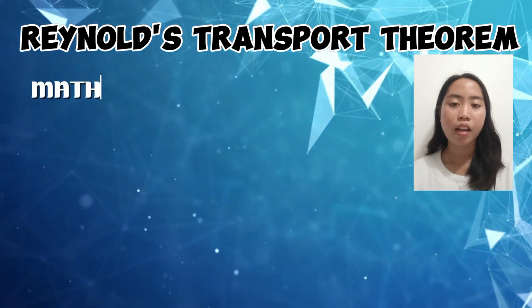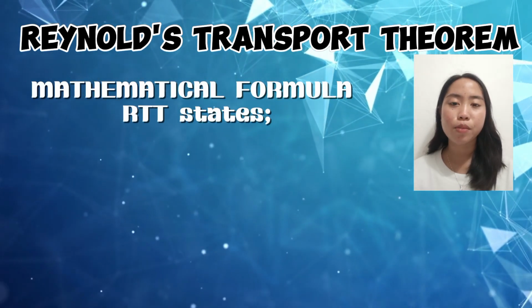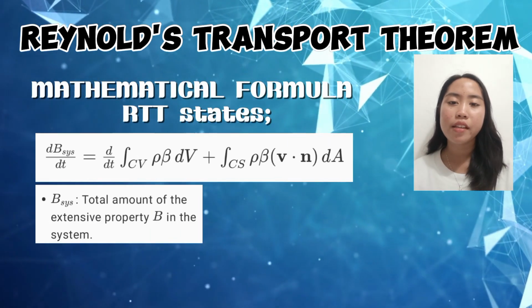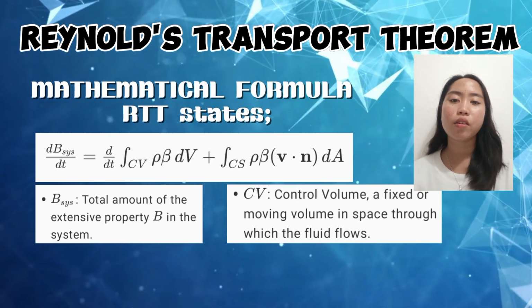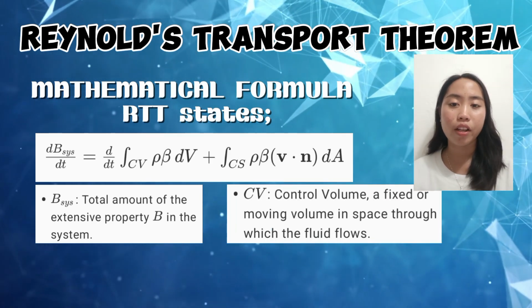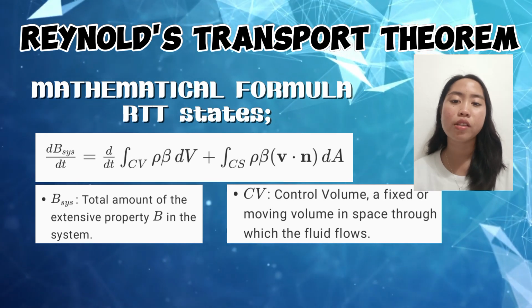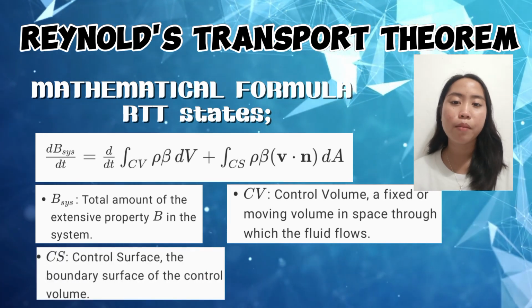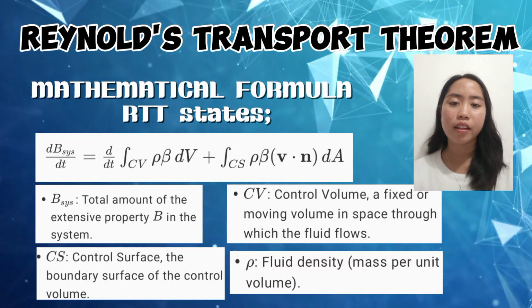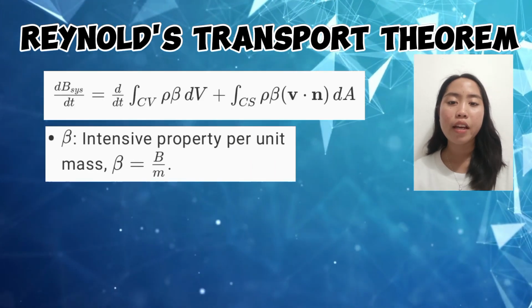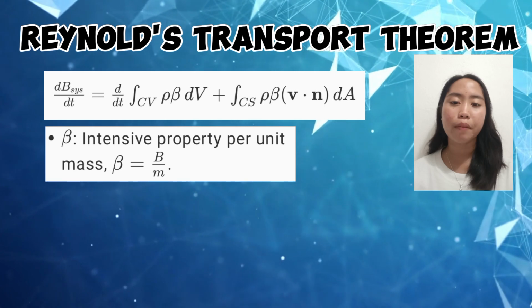Mathematical formula of Reynolds transport theorem: B is the system total amount of the extensive property in the system. CV is the control volume, a fixed or moving volume in space through which the fluid flows. CS is the control surface, the boundary surface of the control volume. Rho is the fluid density, mass per unit volume. b is the intensive property per unit mass.